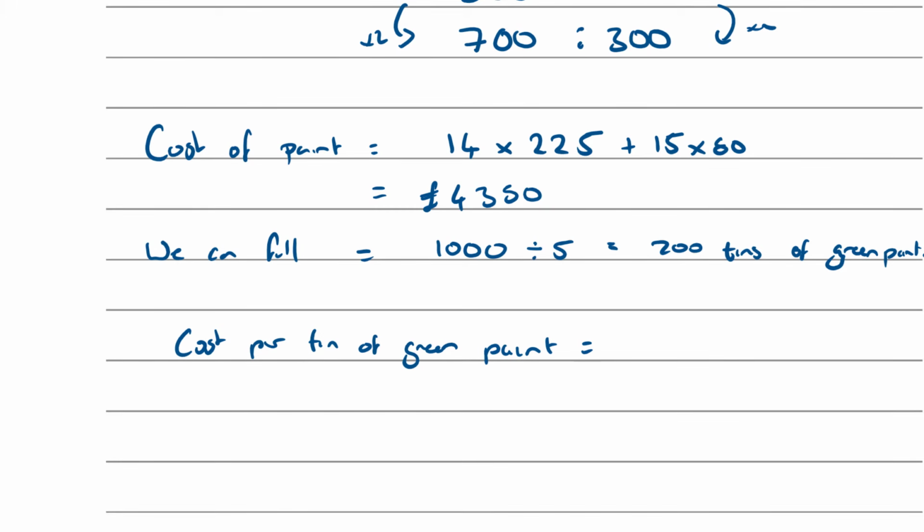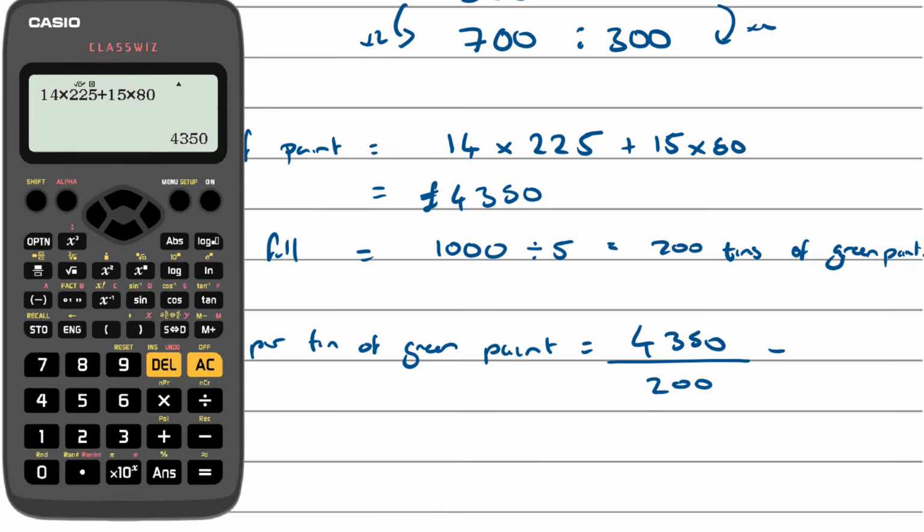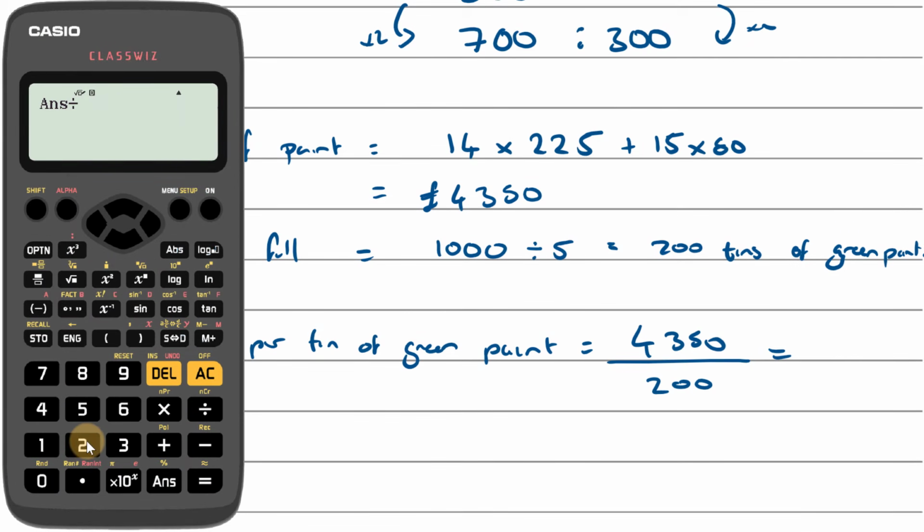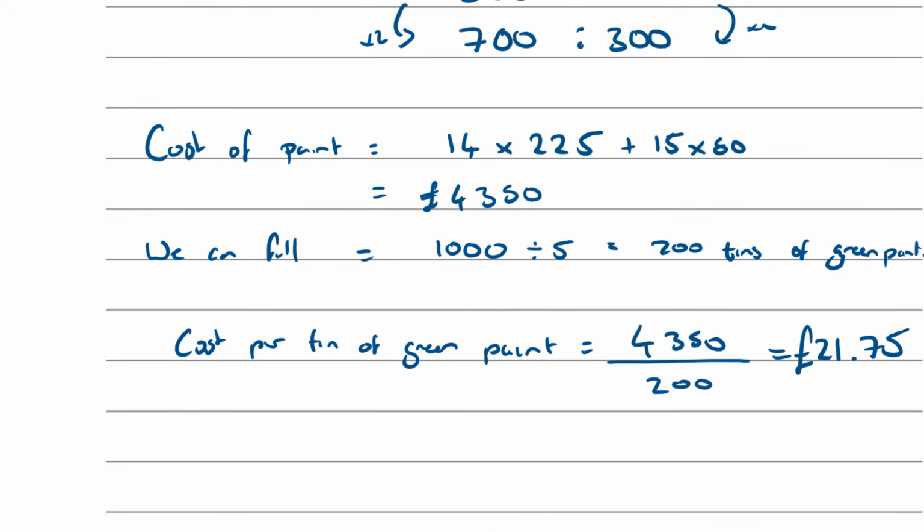equals, well, I've got £4,350 worth of paint and I've made 200 pots of paint out of it. So divide that by 200. Gives me £21.75 a tin. £21.75 per tin. Okay. Just note that I'm doing these little sentence starters at the beginning.